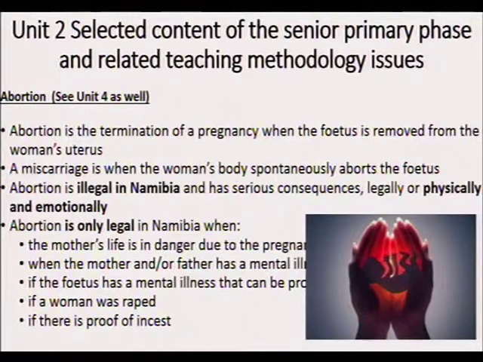So the reason for that would be that when the mother and the father have a mental illness, they will either not be able to take care of the child, and the chances of a mental illness being carried over to the child is extremely high. Because many mental illnesses, actually most of them, can be genetic. So the child might be born severely disabled.